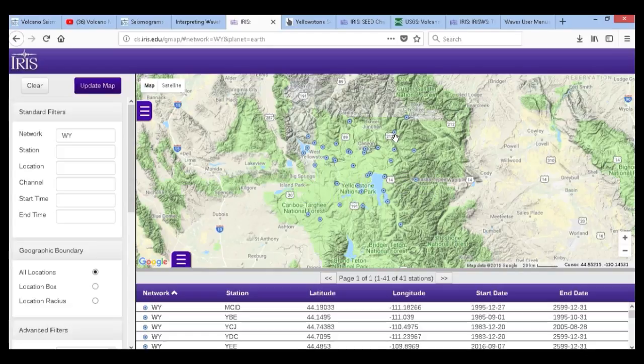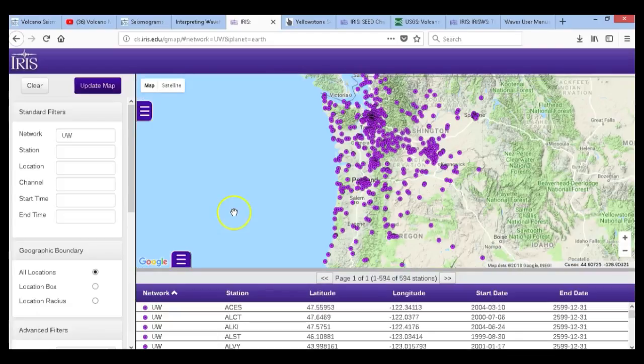But here is the WY network. As you can see, WY mainly covers Yellowstone and the surrounding area. The other network I find myself using a lot since I live in Washington State is the UW network, supported by Pacific Northwest Seismic Network and the University of Washington.